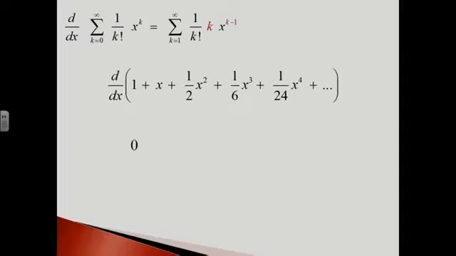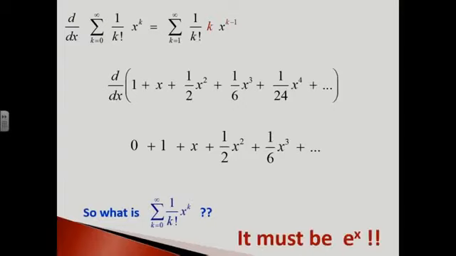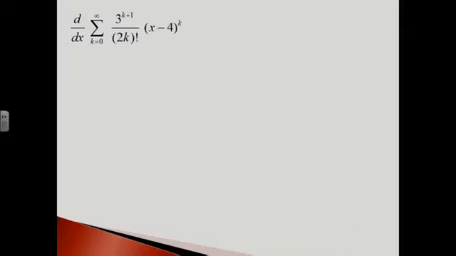After differentiating, the result is 0 plus 1 plus x plus 1/2 x squared plus 1/6 x cubed plus etc. The derivative is the same as the initial function, so the given series must be the representation of the exponential of x. We try another series.